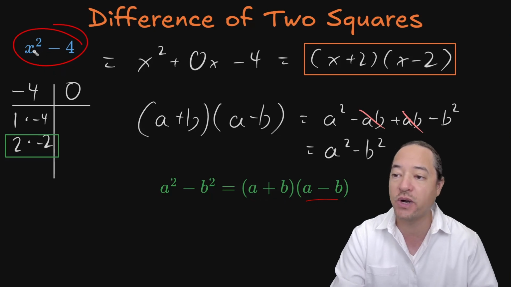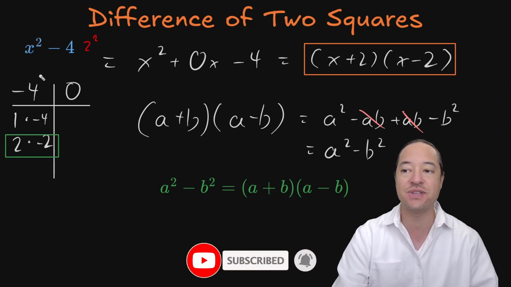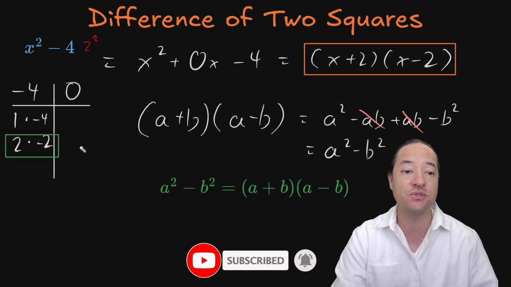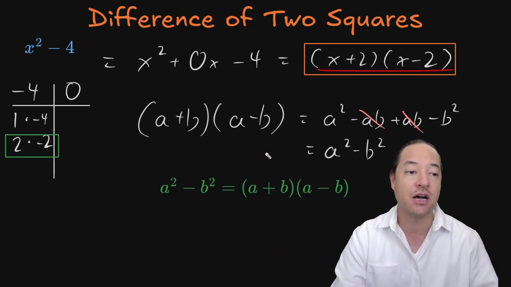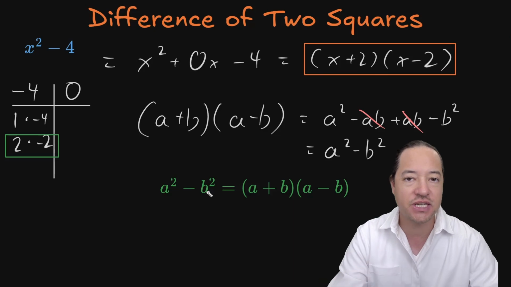Because these are perfect squares: x squared, and we can think of 4 as 2 squared, right? So this is, in fact, a difference of two squares, and it does come out into this form of x plus 2 times x minus 2. Let's try a few examples to see how this works.